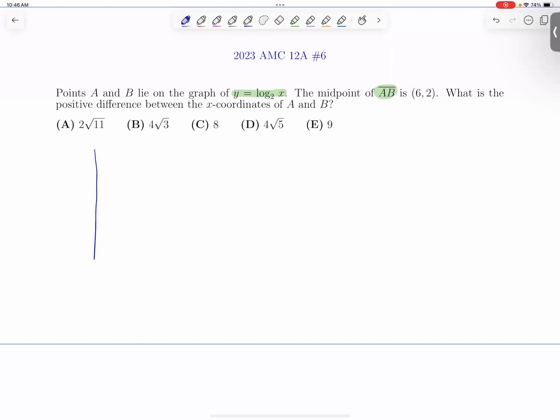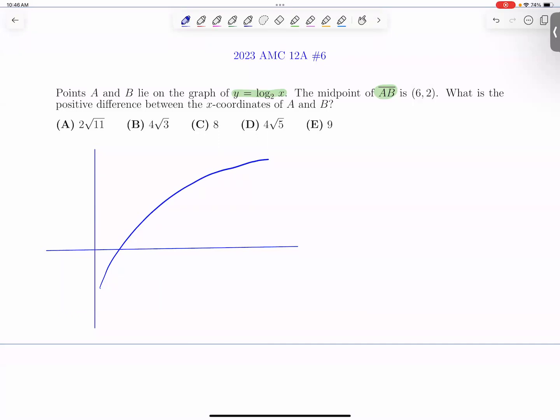Let's draw a rough graph for log x in base 2. And something like this. We have 2 points on this graph. This is y is equal to log x in base 2. This is point A, and this is point B. We have a line segment AB, and the midpoint is given for us. The midpoint of AB is (6, 2).